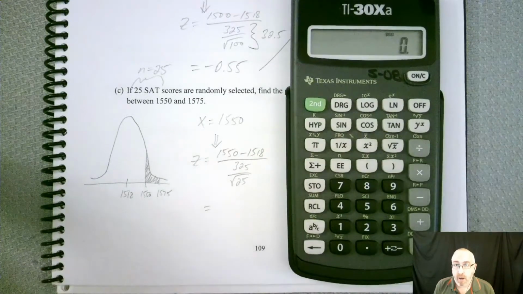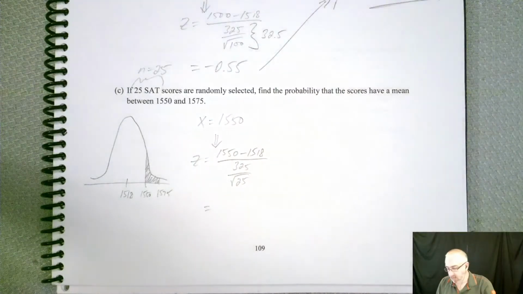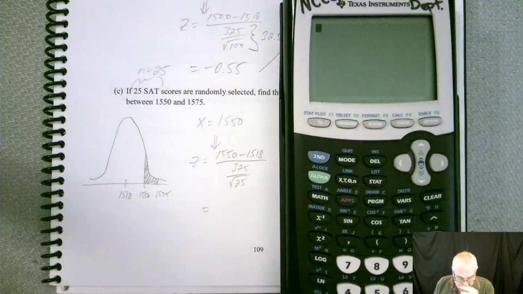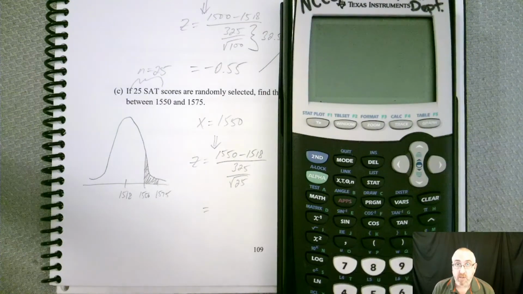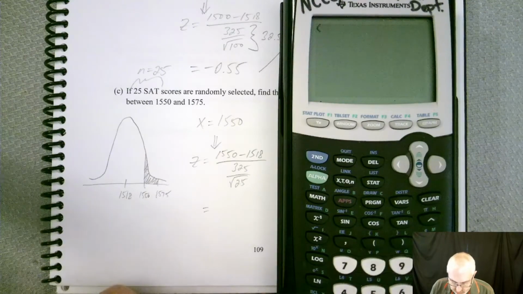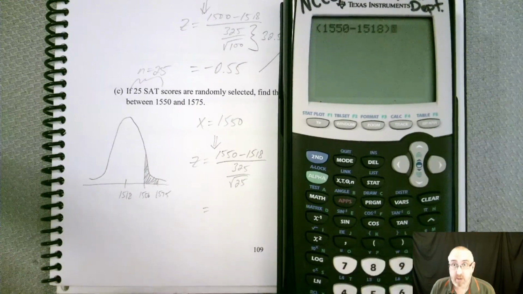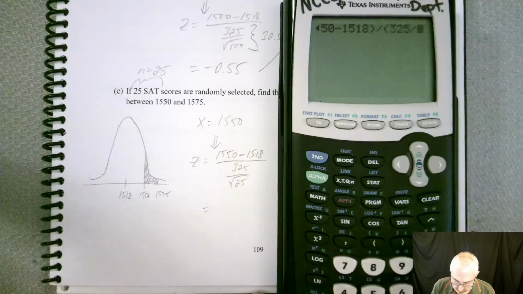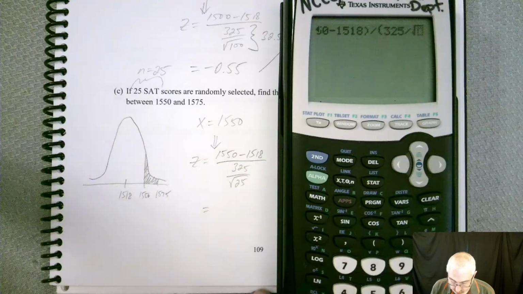Now, depending on your calculator, if you have a graphing one, obviously you can do this much easier. In fact, let's do it on a graphing one just to show you, if I can turn it on. All right, so there's our graphing calculator. So if I wanted to be really careful how I do this, I could use parentheses around the top and parentheses around the bottom. And that way I know it's doing those things first. So if I put parentheses, then 1550 minus 1518. So there's the top, divided by parentheses, 325 divided by the square root of 25.